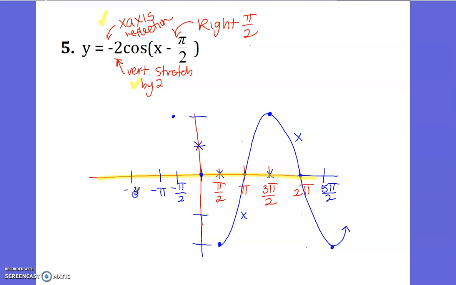-pi, -3 pi over 2. Because we don't need that -2 pi, since we added a point there. So then I'm back to the middle, and then back down. There we go. And there's our graph of -2 cosine x minus pi over 2.